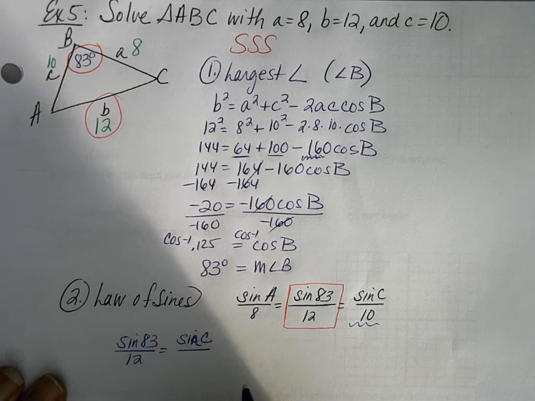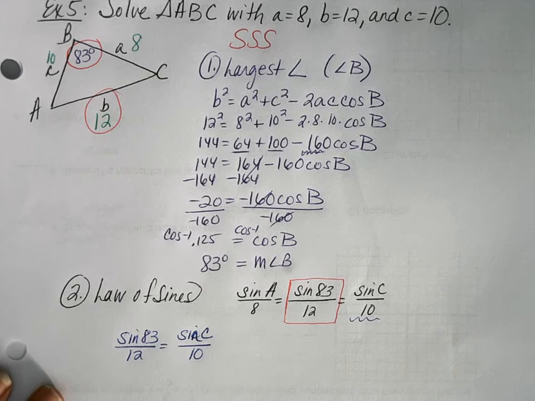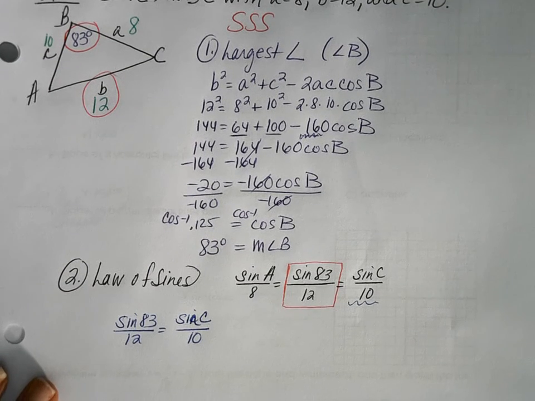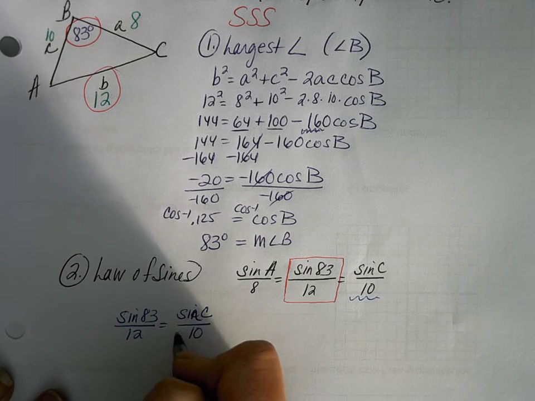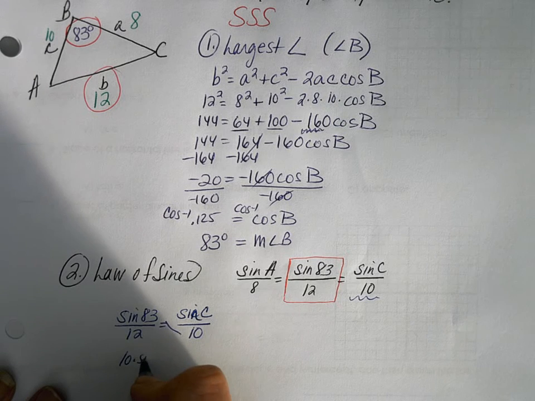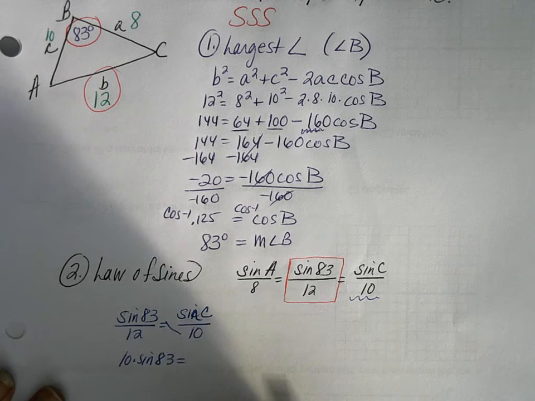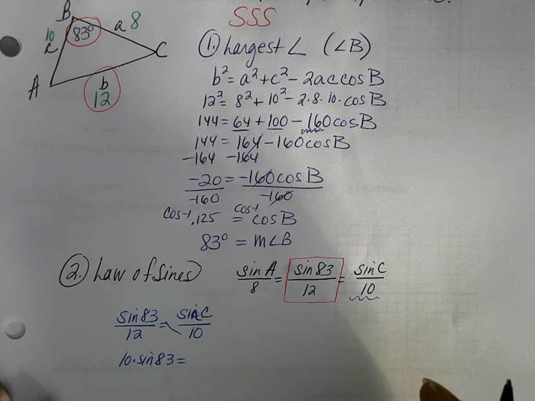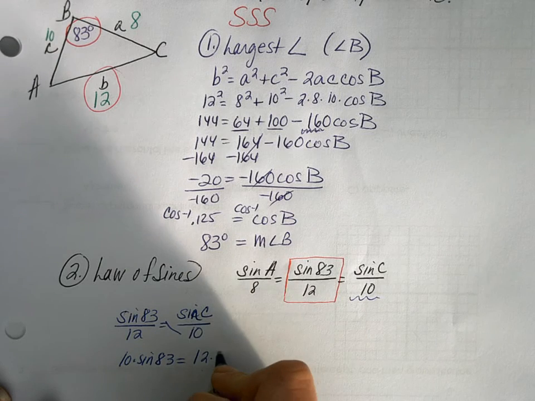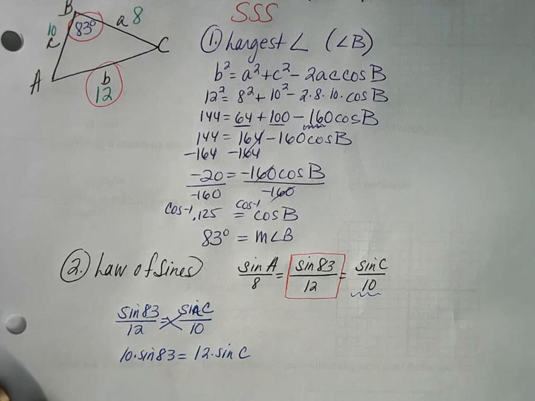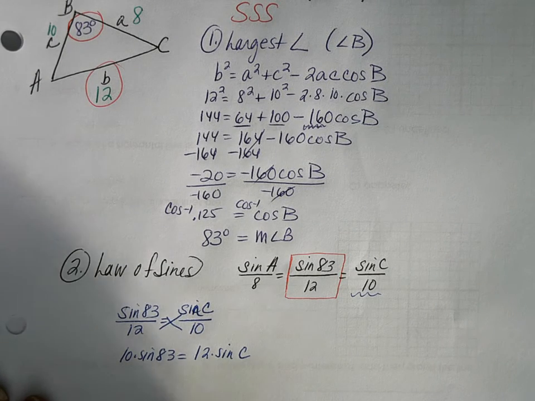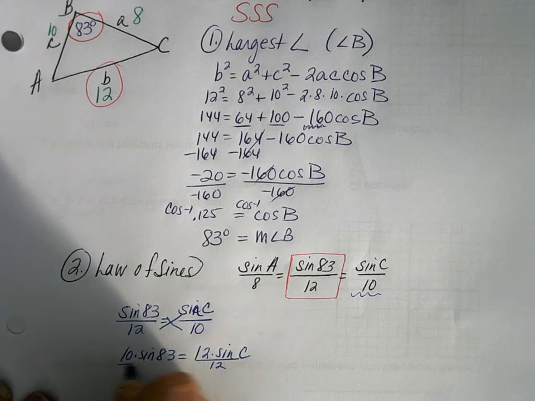All right, Yvonne, your way, you tell me what to do. Cross multiply. Tell me what to write. 10 times the sine of 83 equals 12 times the sine of C. Fantastic. Where are you going to go from there? Divide by 12. Divide both sides by 12. So what did you get for the sine of C?